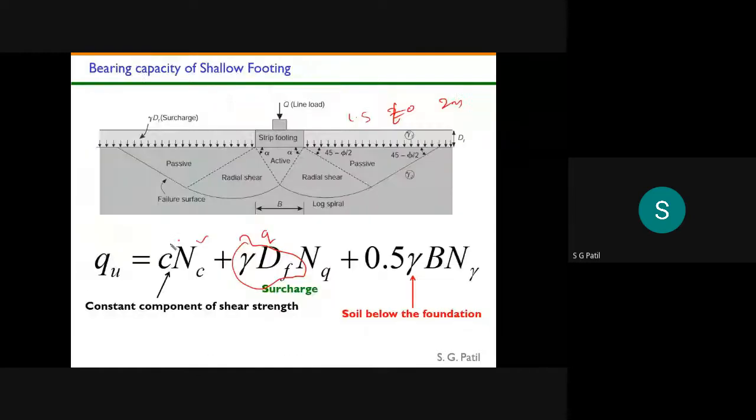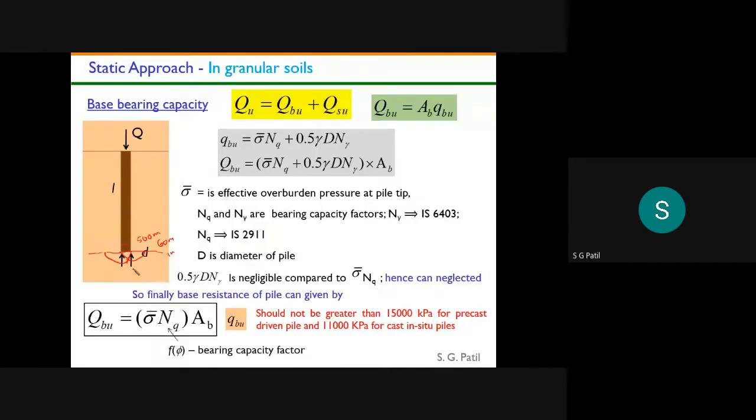Here we usually get the general shear case for footings, and for piles we get a punching shear case. Since the cross section area of the pile is very small, we get something like a punching shear failure. So broadly, the formula should look like that of a shallow foundation. Now I'm discussing granular soil. Whatever static approach I'm discussing is applicable only to granular soil, and for granular soil C will be 0, so the first term will not be there.